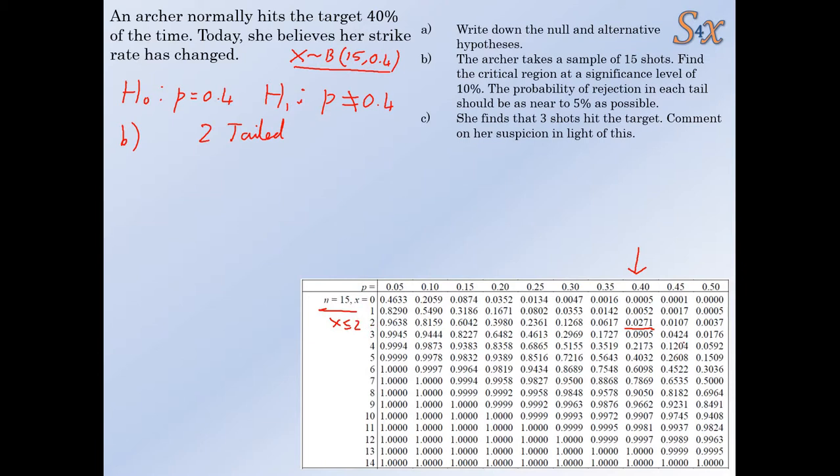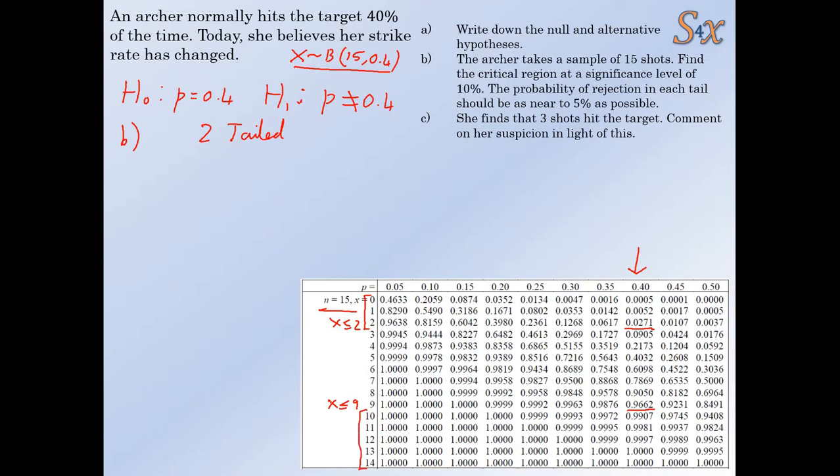We're then going to look down and look for 95%, so this is the top of the critical region. And this one here is the closest to 95%. Okay? This is x is less than or equal to 9. So now we can sort of draw our critical region. It's here. X is less than or equal to 2, and it's here from 10 to the end.